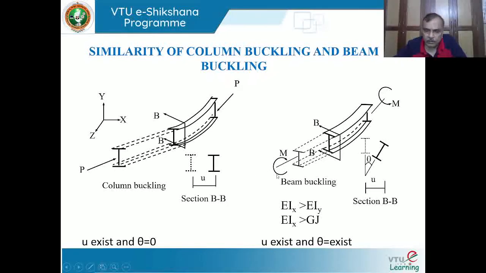Now kindly see the similar type of behavior in a beam. So this is what you have seen. Kindly see how the beam is moving in the vertical direction. This is the original position of the I section. So this is the centroid, and kindly see the centroid in the final position. So this is the position.